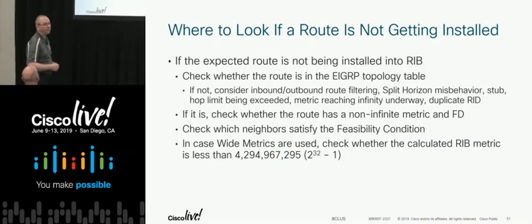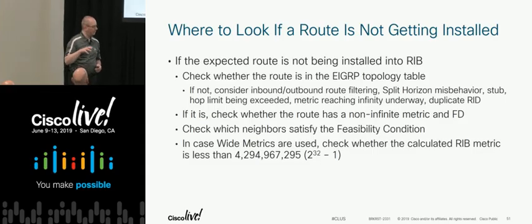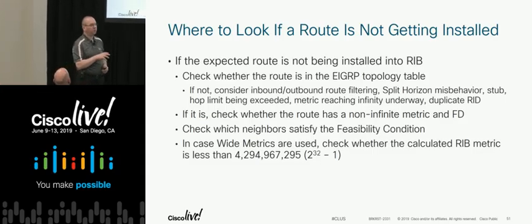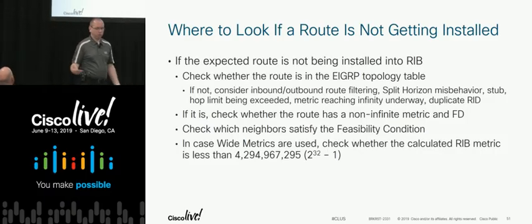All right. The first thing to check, if you suspect something wrong here, and you don't see the route in your routing table, go to the topology table and simply check if it's there. Why would a route not be in the topology table? Can anybody tell me? At all?